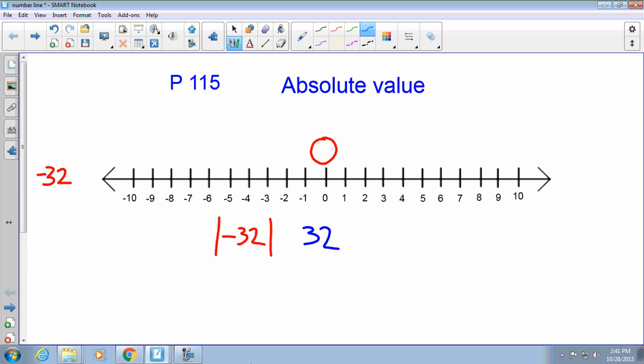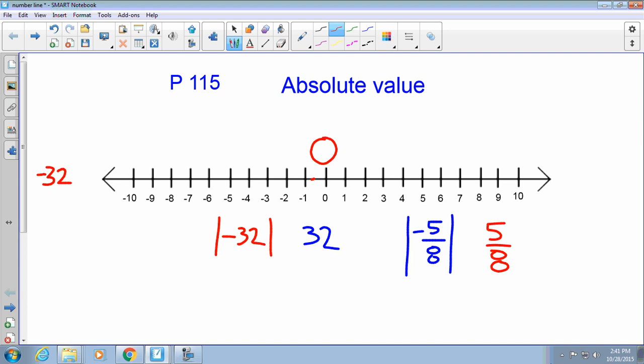Now on the very next page, page 116, it goes through a bunch of examples of absolute value. I'm going to write some of them down here so we can figure out what the absolute value is. It's got -5/8, and it's got the symbols for absolute value. Well, -5/8 would be somewhere right about here on our number line. The distance -5/8 is from 0 would be 5/8. So the absolute value of -5/8 would simply be 5/8.